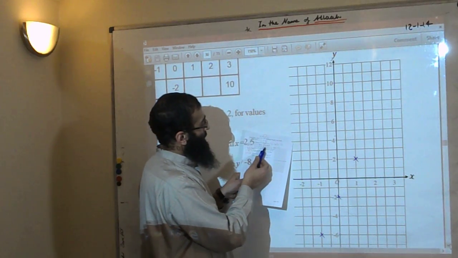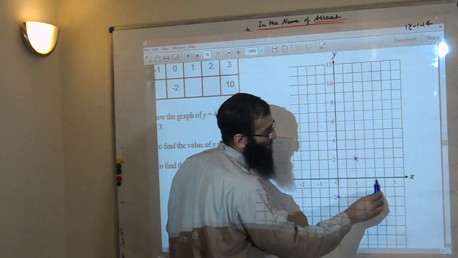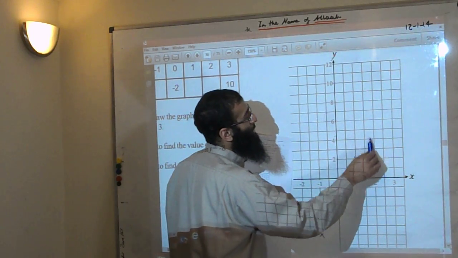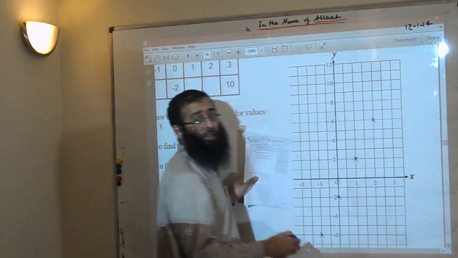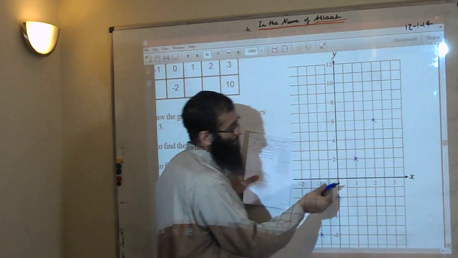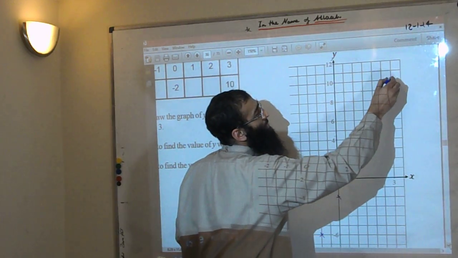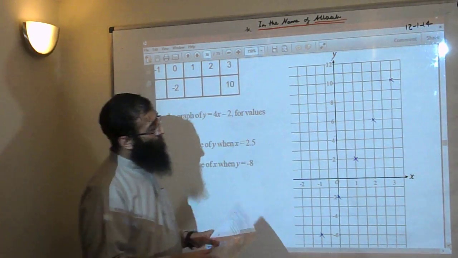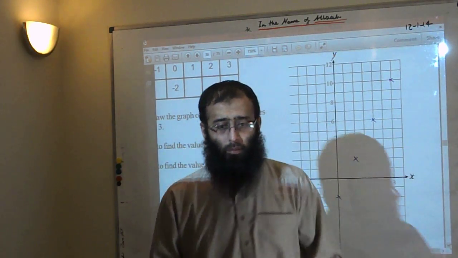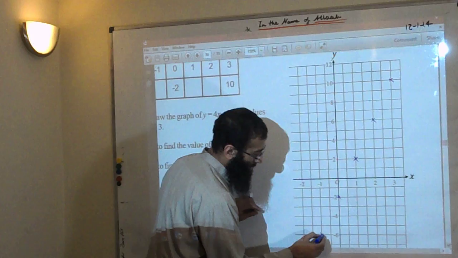The next one you worked out is 2 and 6. So we go across by 2 along the x, and we go up by 6 along the y. And that's the point there. And the last one they gave us was 3 and 10. So we go along by 3, which is here, and then go up by 10, which is here. Okay, you can have this back. Now you put those points on there. So here are my points.